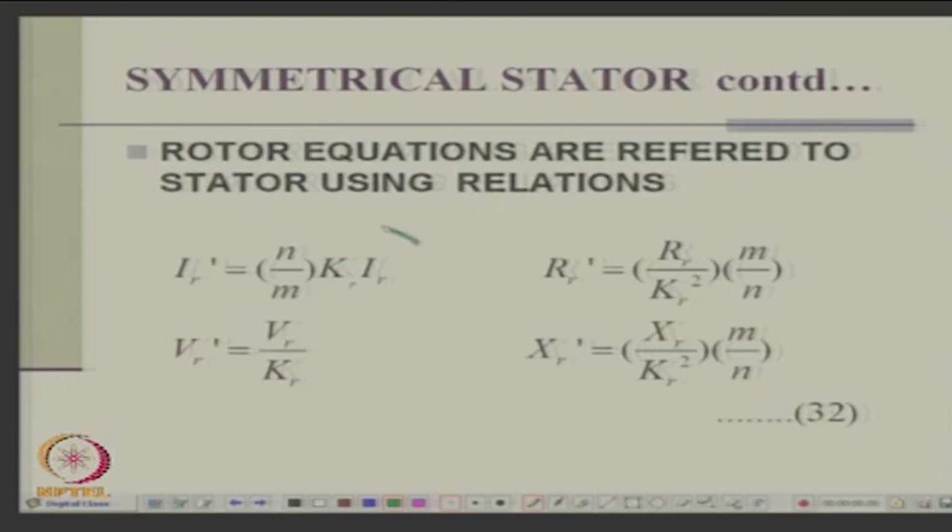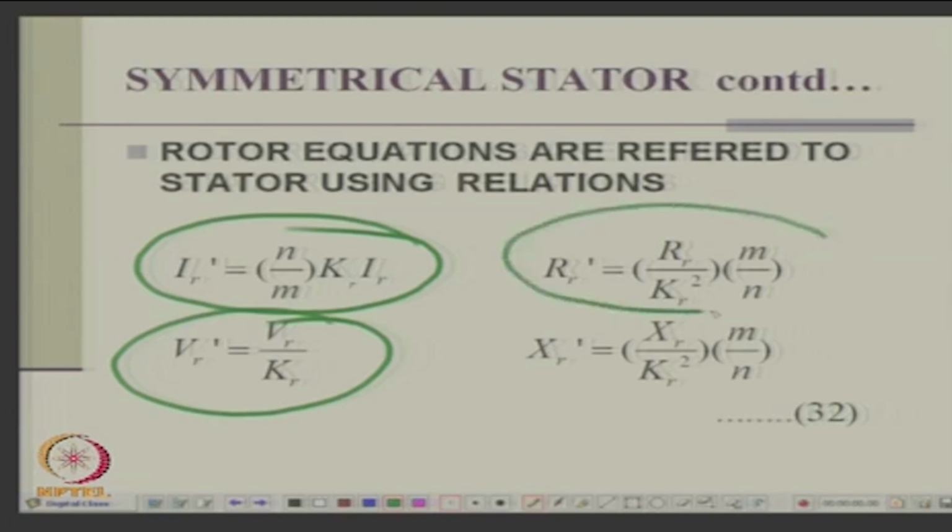Now, you can refer the rotor current to stator, that you are also aware. How do you refer? You have to refer the phases first. Rotor has N phase and stator has M phase, so you have to multiply by N by M. It is equivalent to saying I want the same number of phases as the stator, and we have Vr dash, Xr dash and Rr dash.